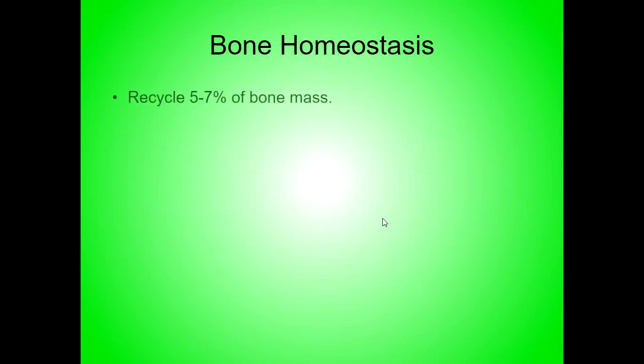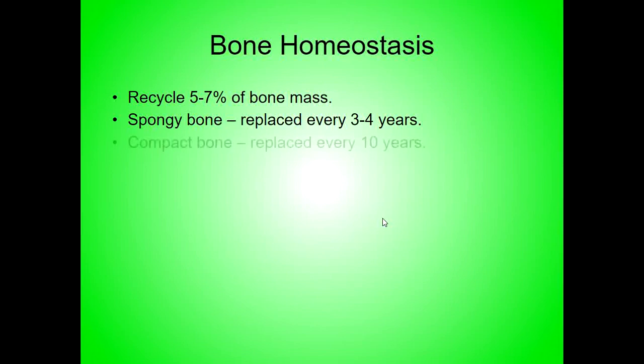So, bone homeostasis, because of course we want to keep our skeleton protected and healthy. We actually recycle anywhere between 5 to 7% of our bone mass every year. Spongy bone is usually completely replaced over the course of 3 to 4 years. We'll recycle it every 3 to 4 years. And compact bone is typically replaced about every 10 years. So the skeleton you have now in 2020 will be different from the skeleton you have in 2030.